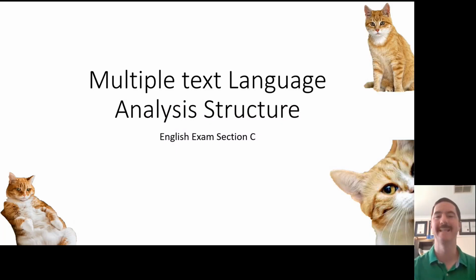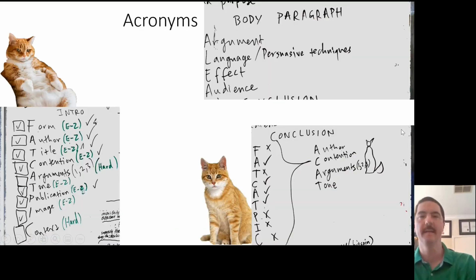This is how you do multiple text language analysis. I'll talk you through the structure and how it's flexible, obviously. The acronyms we use are as follows. We use FATCAT for the intro, but you can also use FLAPC if that helps. The important part is always to connect them up, make them intertwined.